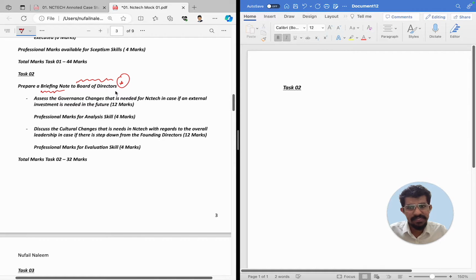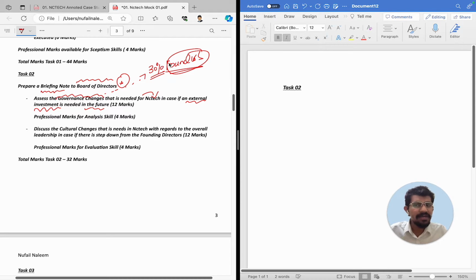Assess the governance changes that are needed for Nctech in case an external investment is needed in the future. So it's very much confusing now: in case an external investment is needed in the future, and the governance changes. Now, a student who has already gone through the pre-seen material will be able to understand the governance factors, for instance, that the founders own 30% of the organization's investment funds. Correct, students, if I'm not mistaken. That is one thing the students need to keep in mind.